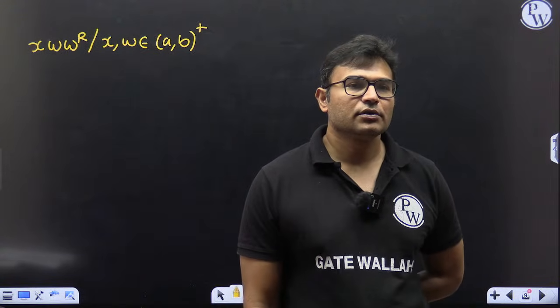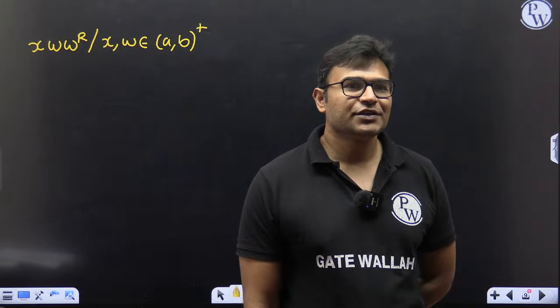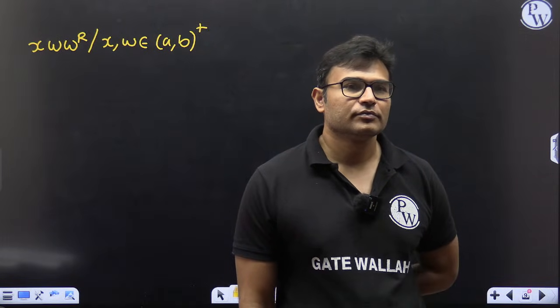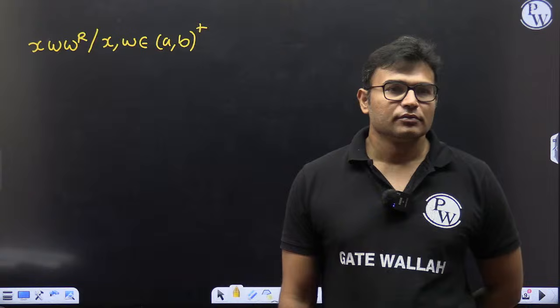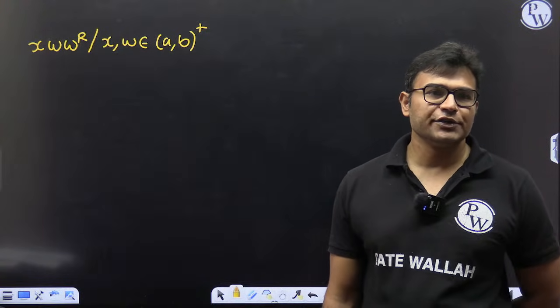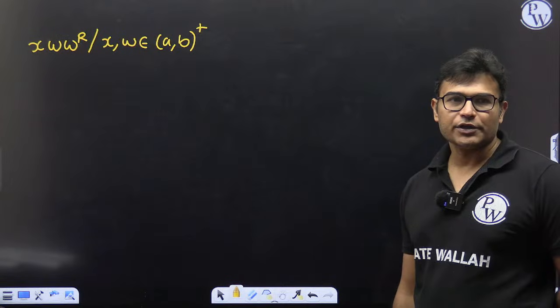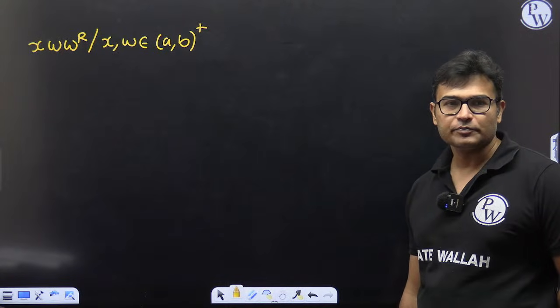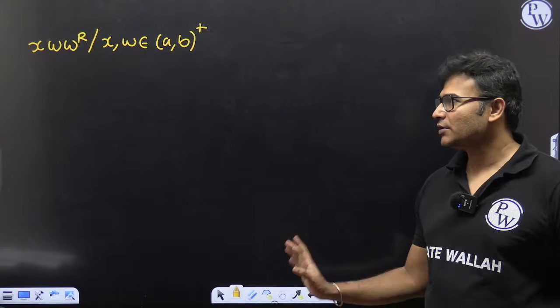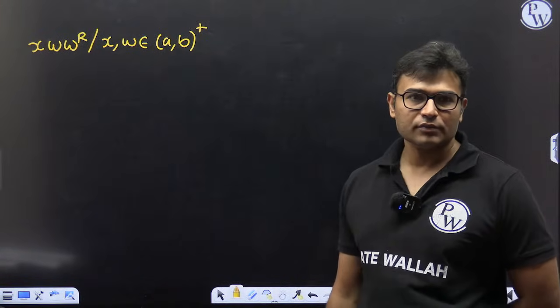Just give the deadliest combination with a separator in between. WW power R just gives the deadliest combination with a separator in between. Yeah, Vikram, this is somewhat, I can say, a difficult question in TOC, right?